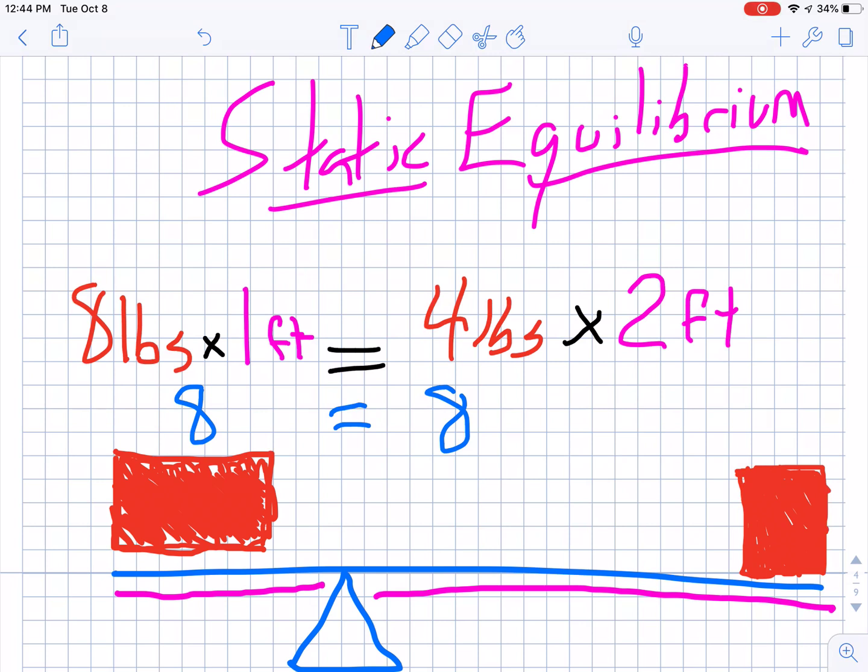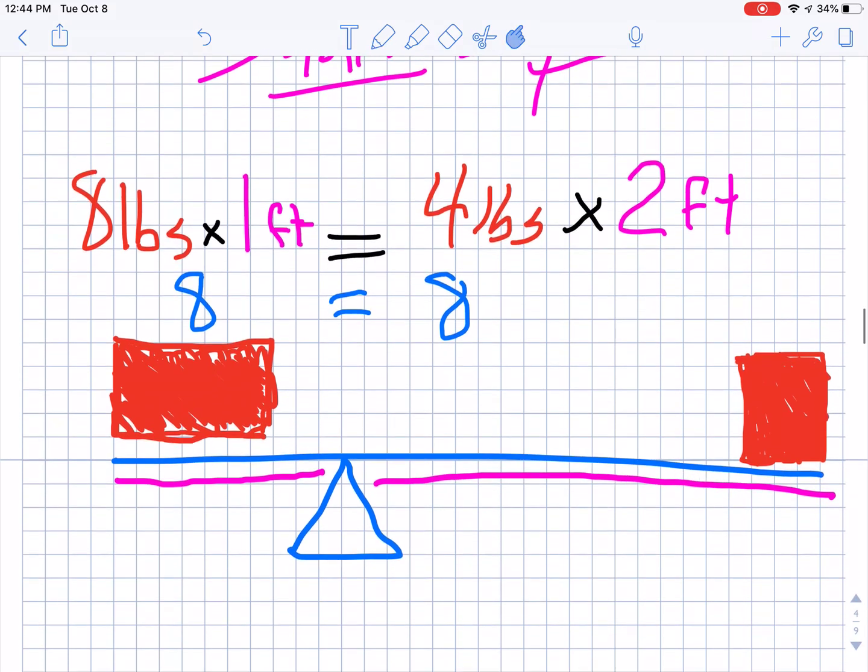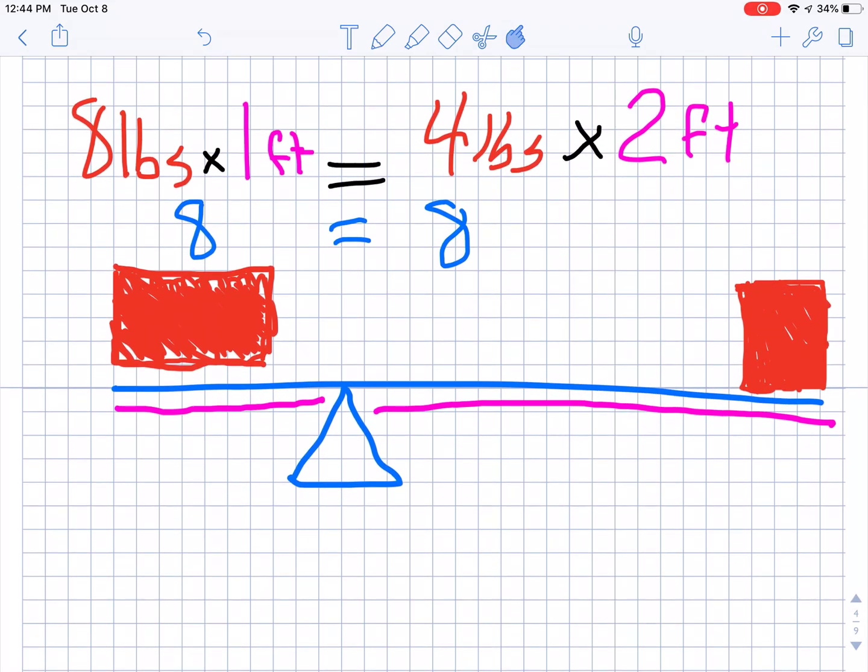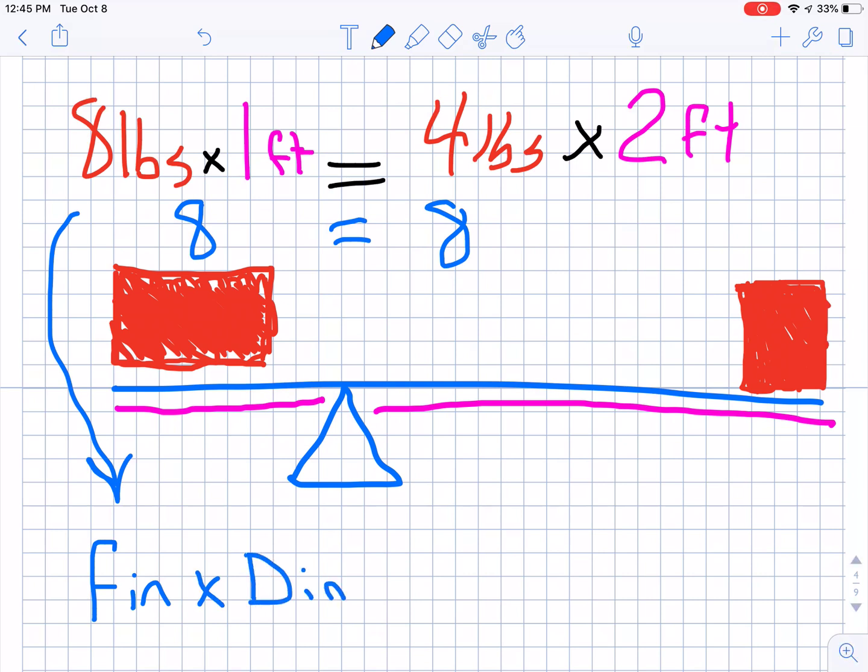Now what we can do with that is make that into an equation, and we can write it in such a way that has to do with our inputs and outputs that we talked about earlier. So let's say this left side was my input side, so I would have a force input, and I have a distance input, Fin times Din, equals Fout, my output side, times Dout. Fin times Din equals Fout times Dout.